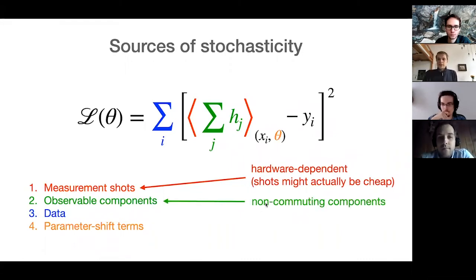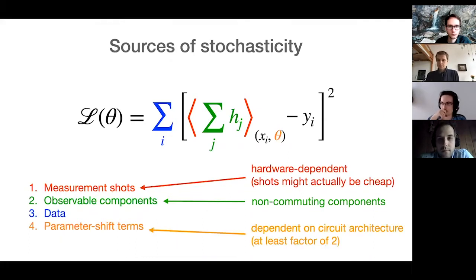Again, I said this only makes sense, sampling these components, if they're not commuting. If they're all commuting, you can probably measure them all at the same time on one state that you prepared. And here, by sampling these parameter shift terms, you get at least a factor of 2, but for more complex gates, you can actually save more. I will come to this in a second. Okay, so this was just the loss function.